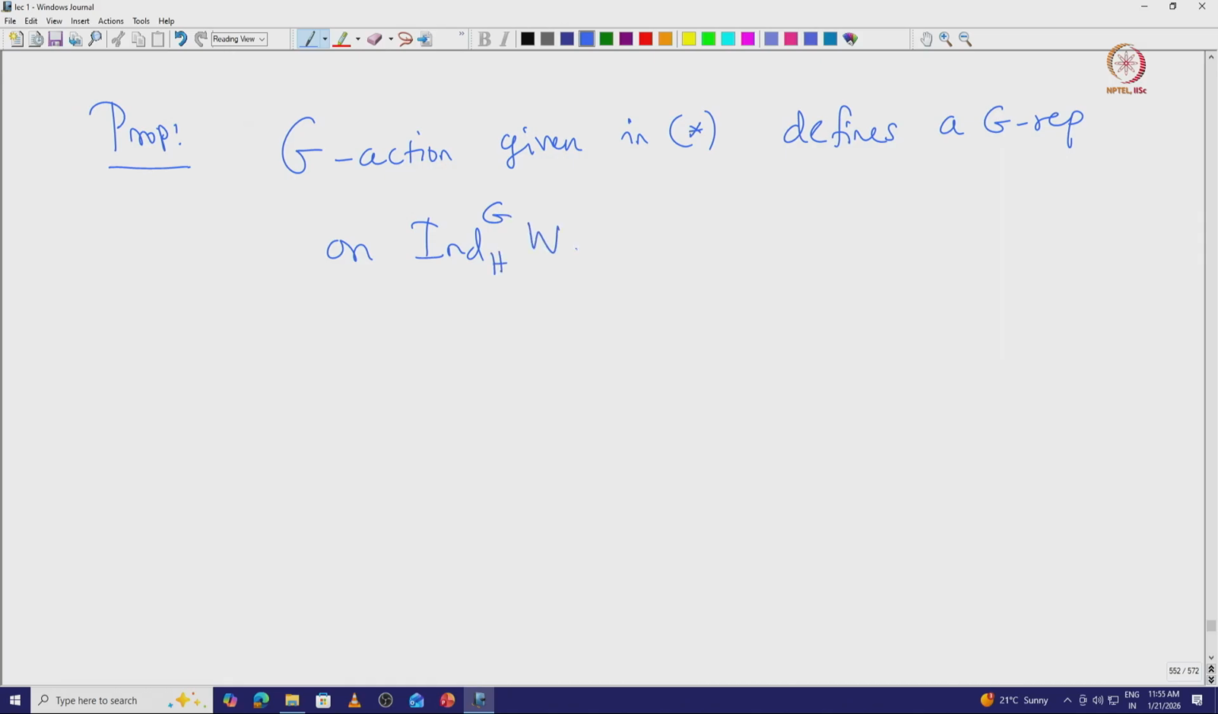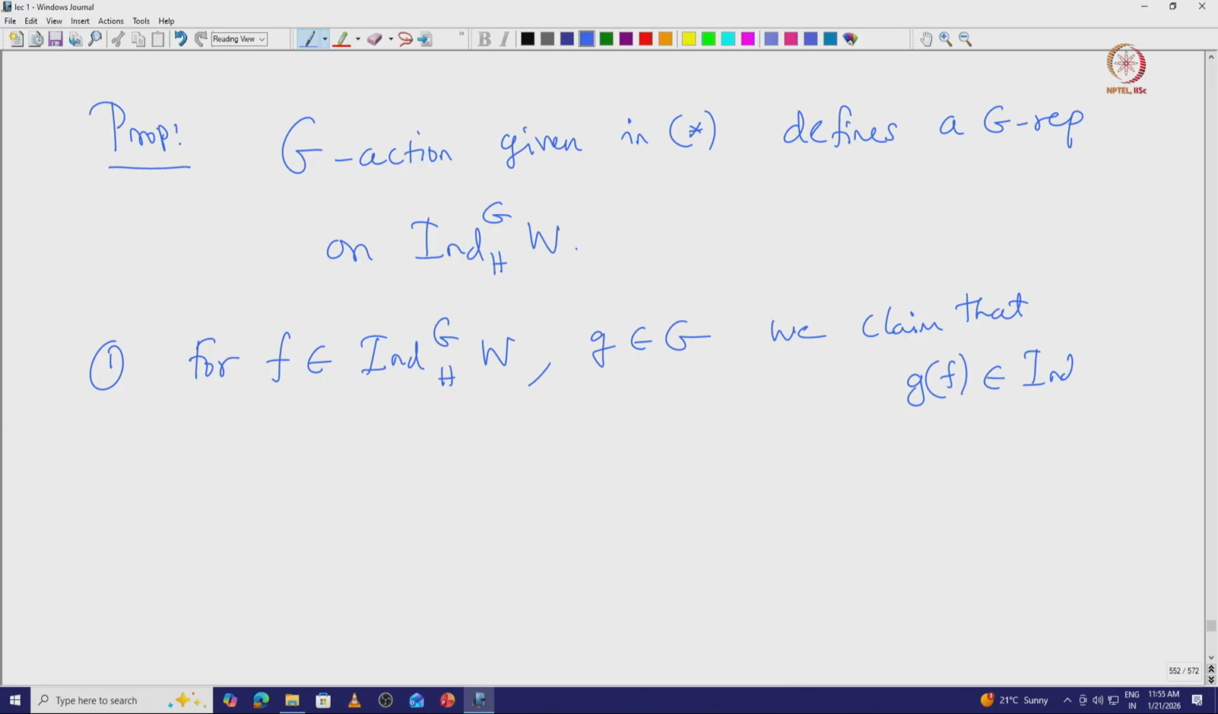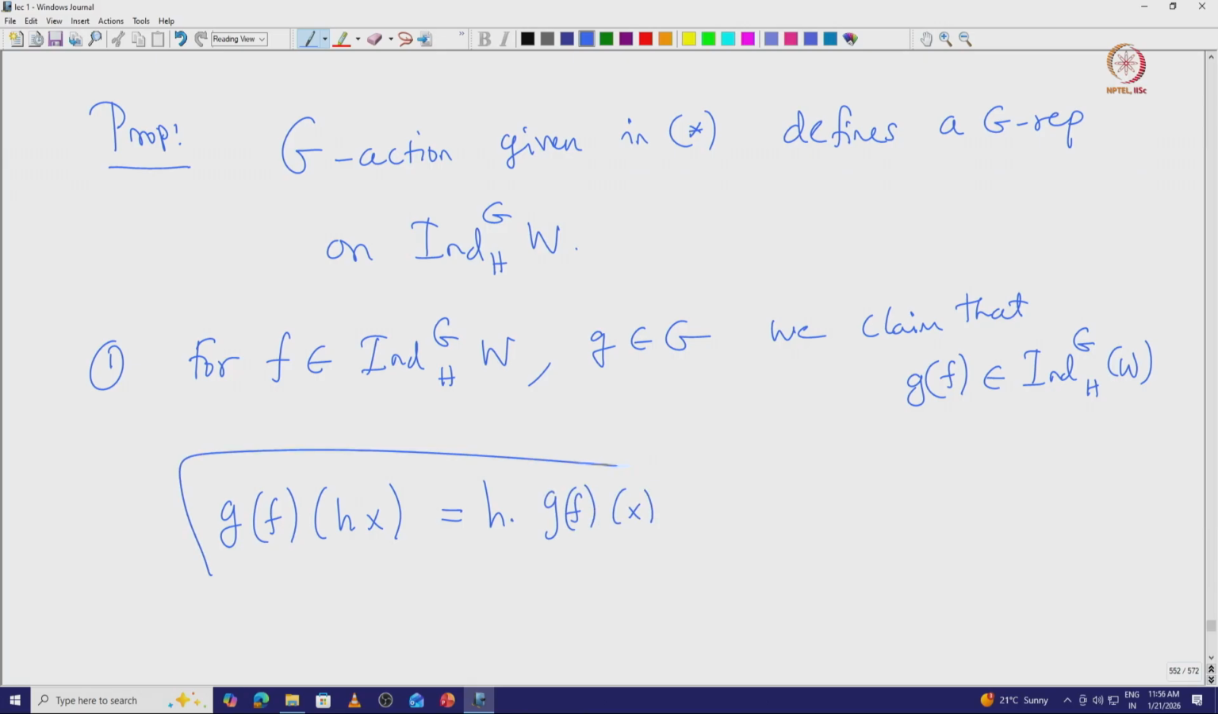Okay. There are two things to verify. First of all, we need to verify that g f is again an element of this induced space, and then when you apply the elements of G, the group multiplication is also preserved in the action. That is what we need to verify. So, let us verify one by one. The very first thing is to do, for f in this space and g in G, we claim that g f is again an element of this induced space. So, for that we need to verify that g f of h x should be equal to h dot of g f of x. So, just rewrite this. This is what we need to verify.